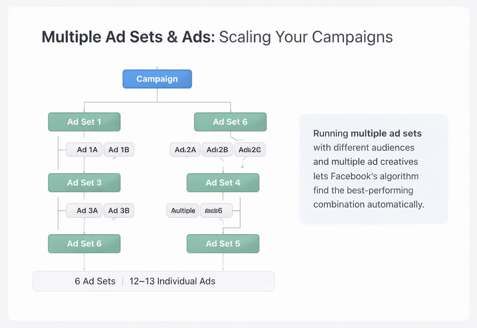As you get more comfortable with Ads Manager, you'll start scaling your campaigns by running multiple ad sets and multiple individual ads simultaneously. In practice, experienced advertisers often run 6 or more ad sets, each targeting a slightly different audience, and within each ad set, they'll have 12 or 13 different ad creatives being tested. Why? Because Facebook's algorithm will automatically identify which combination of audience and creative is performing best, and it will allocate more of your budget toward those winning combinations.